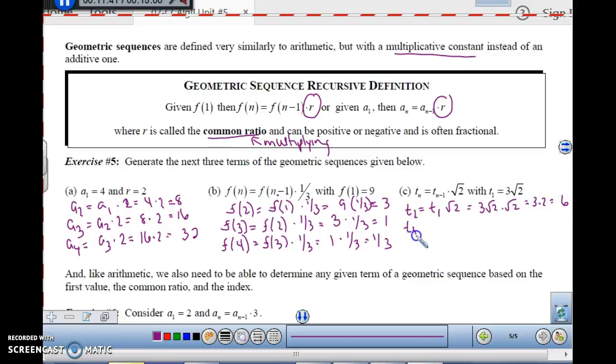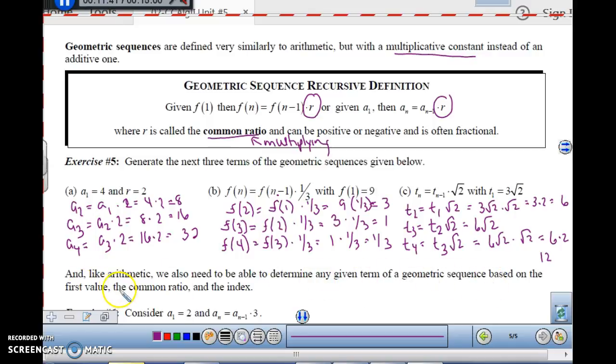All right, T of 3 would be T of 2 times radical 2. So this is going to be 6 times radical 2, which is 6 radical 2. And then T of 4 would be the third term times radical 2. So it would be 6 radical 2 times radical 2, which is 6 radical 4, which is 6 times 2, which is 12.